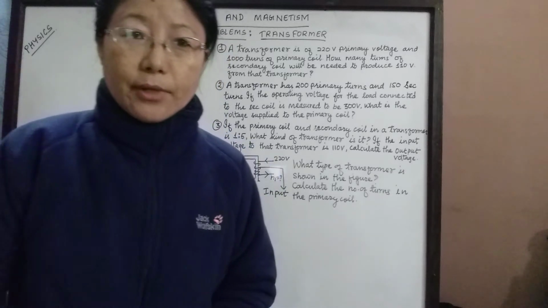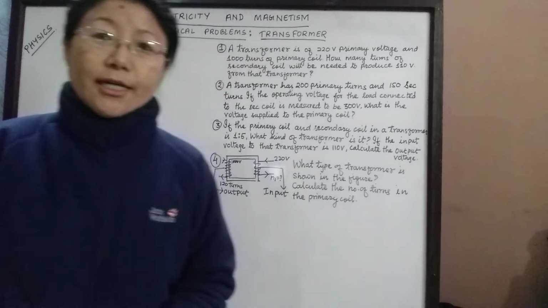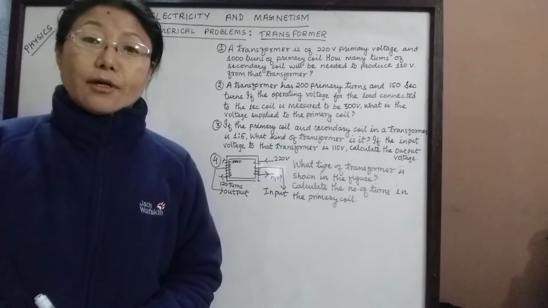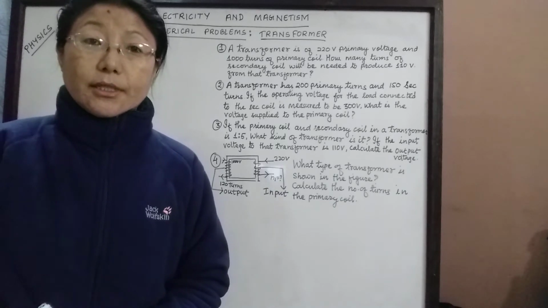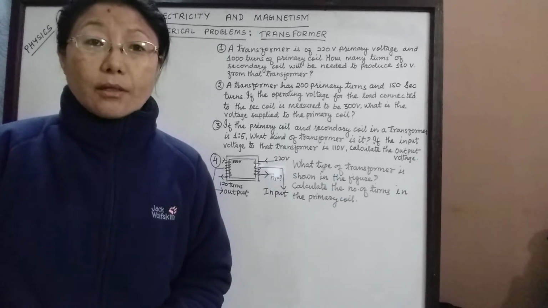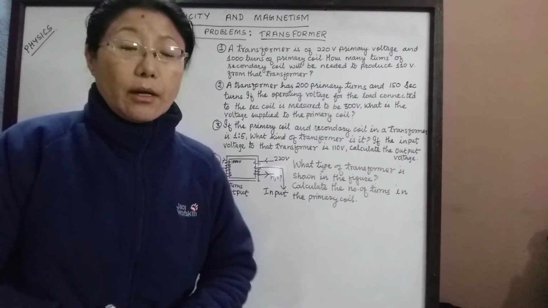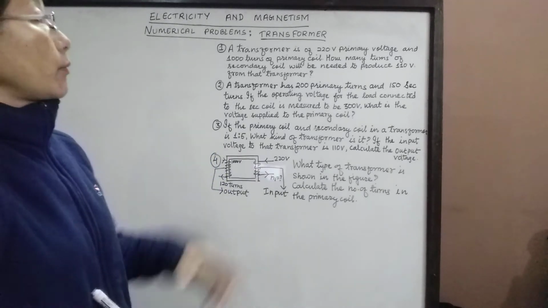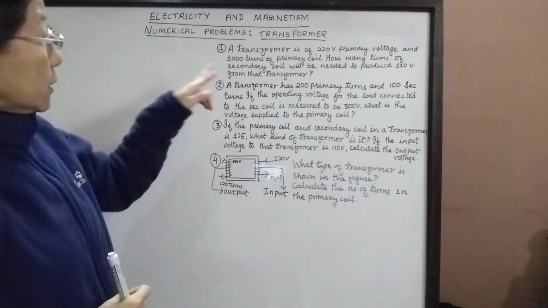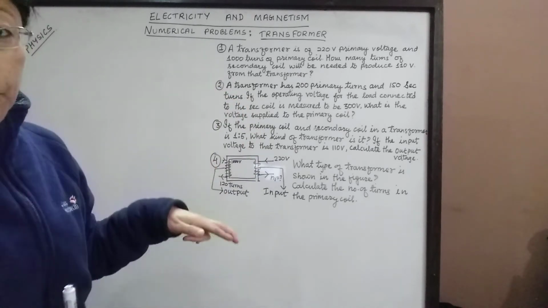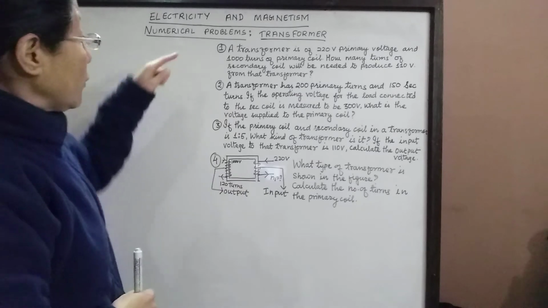In this video series, we are going to study science chapters of grade 10 SEE exams. Now we are going to study physics chapter, electricity and magnetism. In this part we have been solving questions from your set book. Now we are going to do numerical problems on transformer. These are common questions of transformer, important as well. Now we are going to do this one.